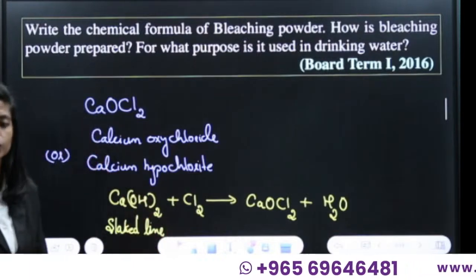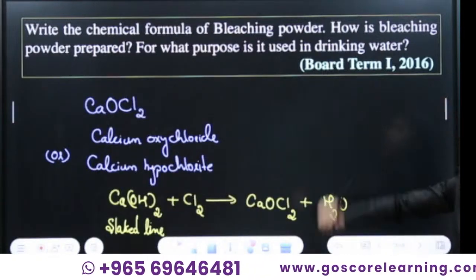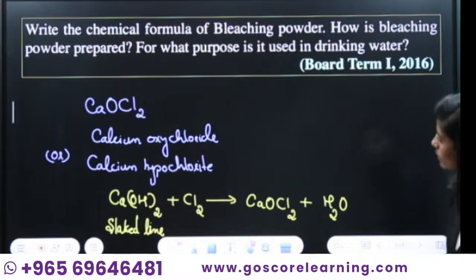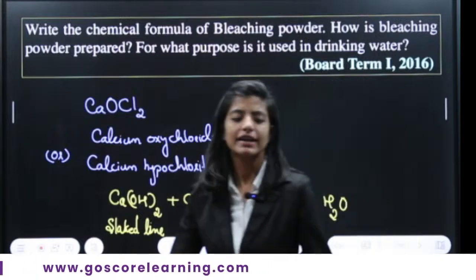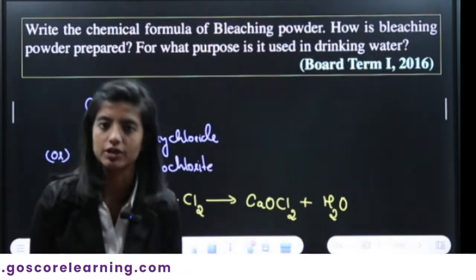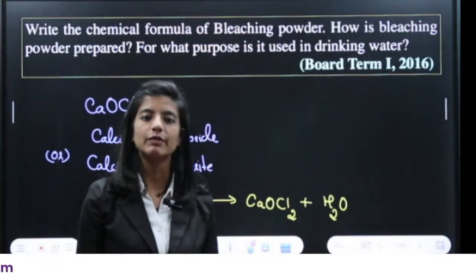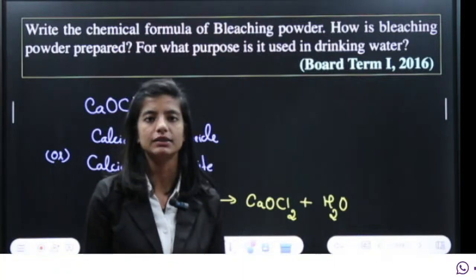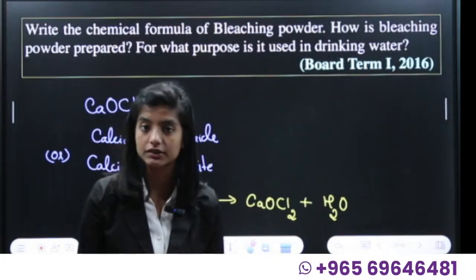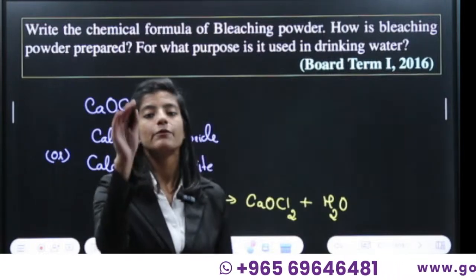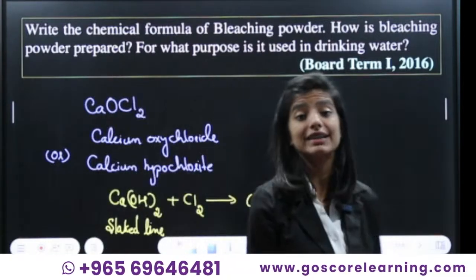Okay, good to go. Any doubts in this? Now, for what purpose is it used in drinking water? We are disinfecting the water by using the bleaching powder, right? Definitely the use is disinfection. We can disinfect the drinking water because it has to be pure, right? We have to make sure that all the germs are killed. So are we murderers? Yes, we are murdering the germs. In order to kill the germs, we are disinfecting the drinking water by using the bleaching powder.